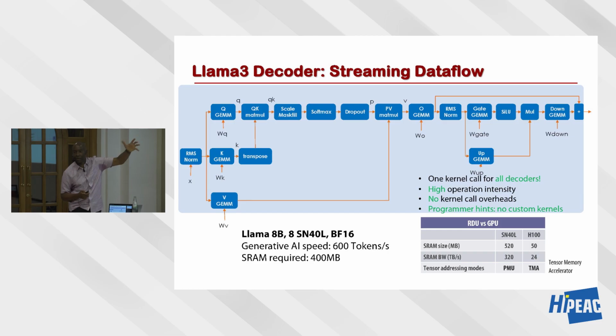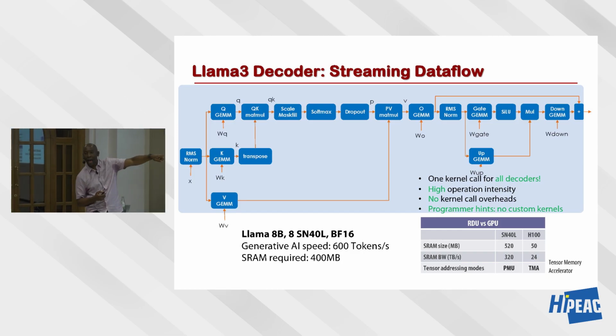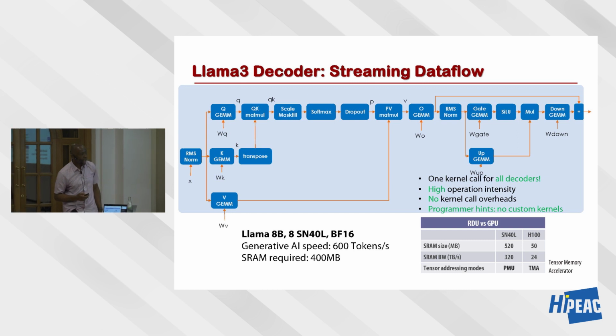So you need some hints saying what you want to fuse, but the rest gets done, and now you get to 600 tokens per second. But you need a lot more memory because, of course, you're keeping all of that data on chip, okay? So you need 400 megabytes, right? So this is why GPUs can't do it, because they don't have enough memory to be able to do this kind of fusion on chip.